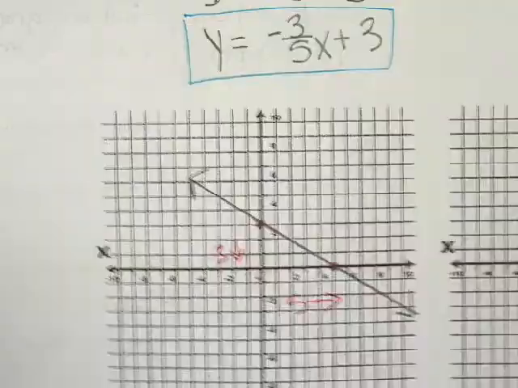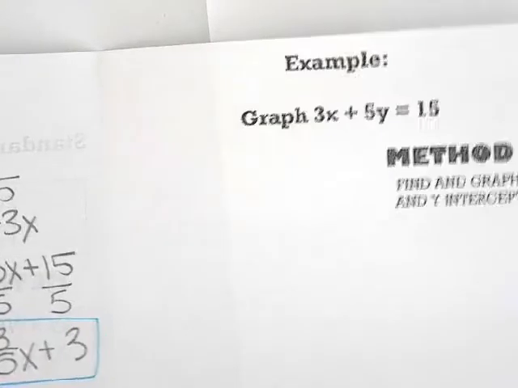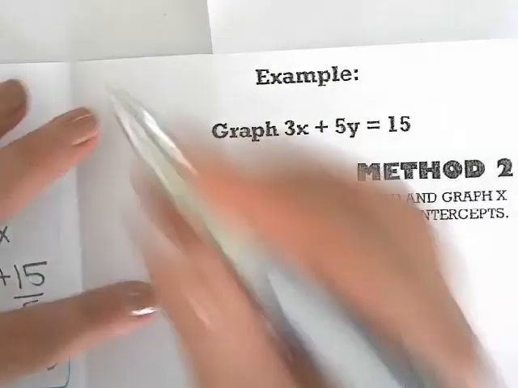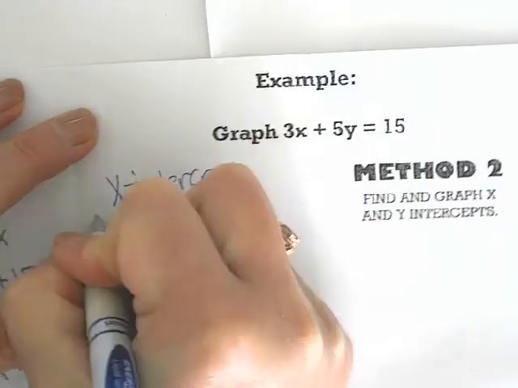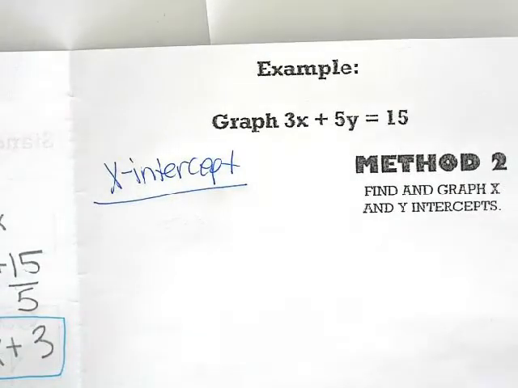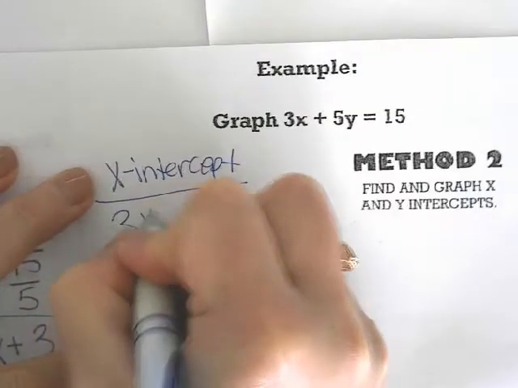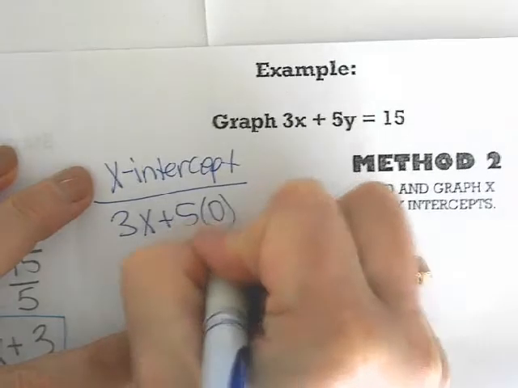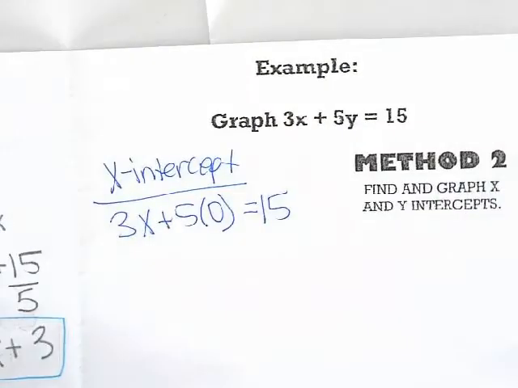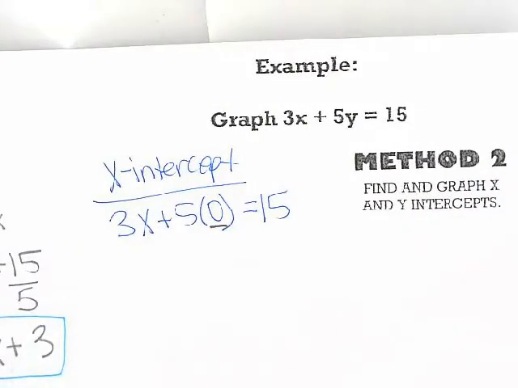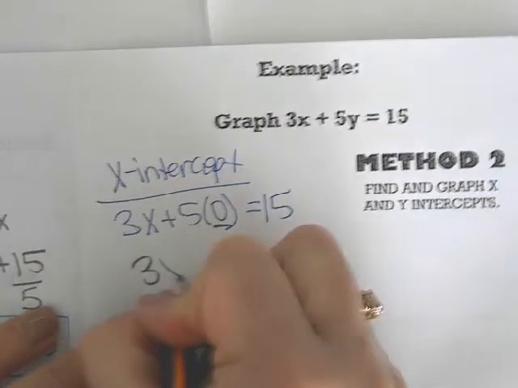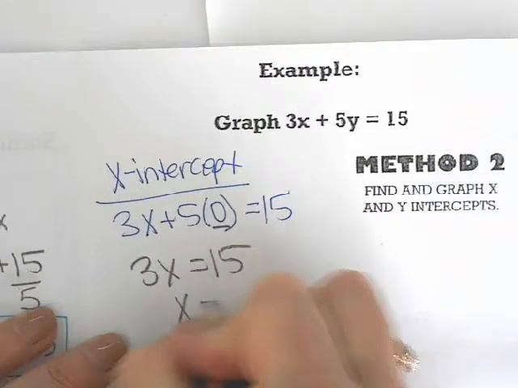Okay, method 2, which this is the one most students prefer to use. So I'm going to find my x-intercept first. So that means I'm plugging in a 0 for y. So this would be 3x plus 5 times 0 equals 15. So if I work this out, this is just 3x equals 15. So x equals 5.